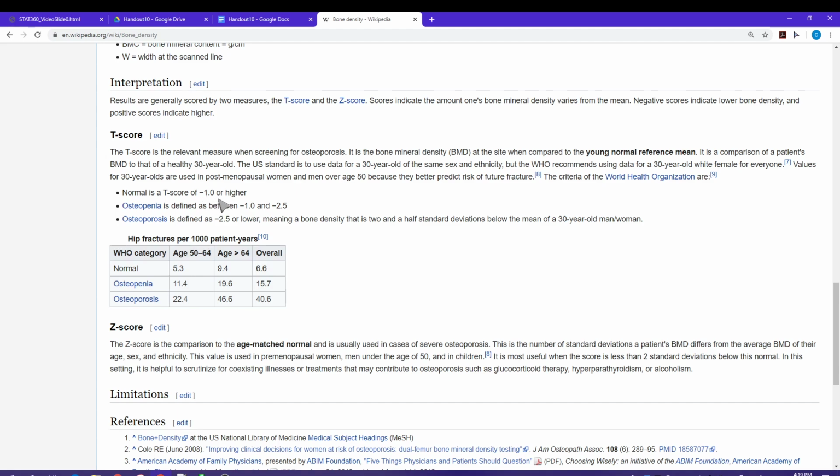So if your T-score is -1 or higher, then your bone density is normal. If it's below -2.5, that's osteoporosis range. And if you're between those two, you're in an osteopenia range.